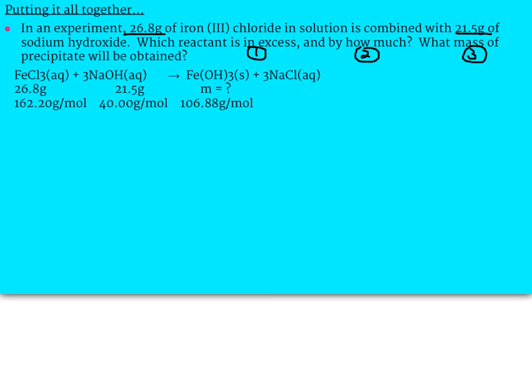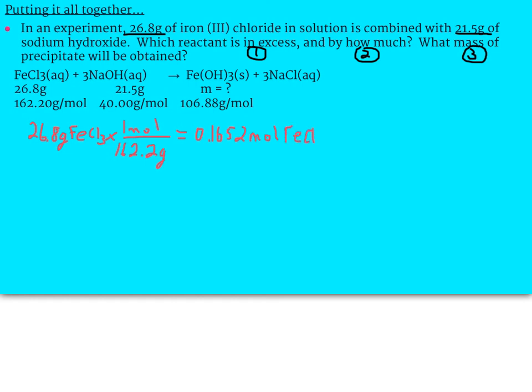Remember from our last examples, first step is find the moles of each, then use your molar ratio, and do your have and your need columns. First step, I'm going to look at my iron chloride. So I'm taking my grams of iron 3 chloride and dividing it by my molar mass of iron 3 chloride. And I am going to get that what I'm starting with is 0.1652 moles, and that's what I'm starting with of iron 3 chloride.